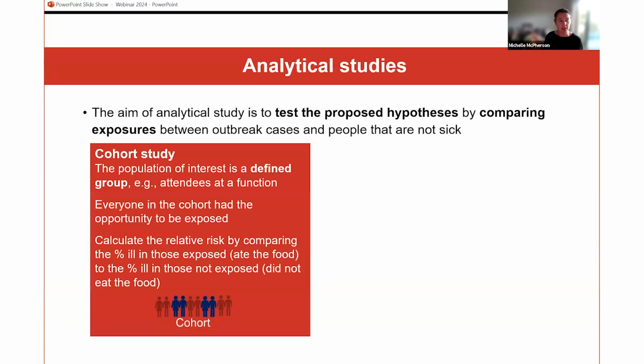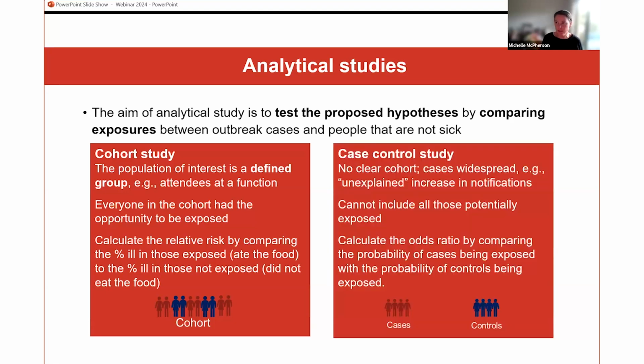The first is the cohort study, and this is usually done when our outbreak cases are part of a defined group. For example, they all attended the same function. They all went to the same camp. Everybody that was at the event had the same opportunity to be exposed. And when we do a cohort study, we calculate the relative risk. We compare the proportion that are ill in those that are exposed with the proportion that are ill in those that are not exposed. It's a little bit different to a research cohort study because the exposure and the disease are already there from the start, but we do calculate the relative risk.